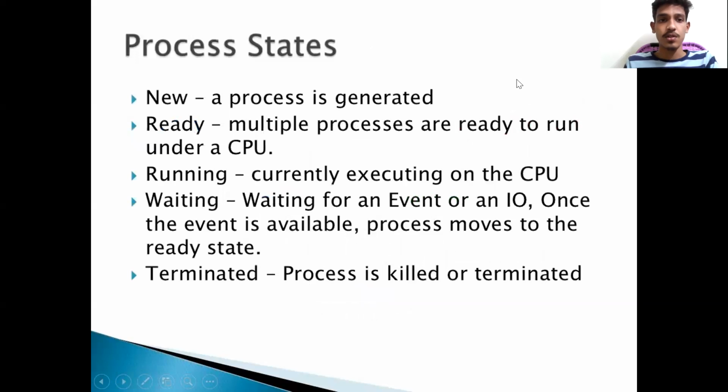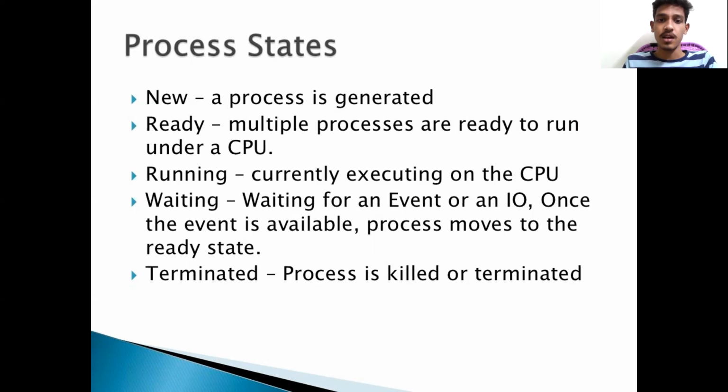Next, process states. First one is new. In the new state, a process is generated. Next, ready state. Multiple processes are ready to run on a CPU. In ready state, there will be a ready queue. All the processes will be in queue format. Here, it follows first in, first out. Whatever process comes first into the queue, it will get the execution time of CPU first.